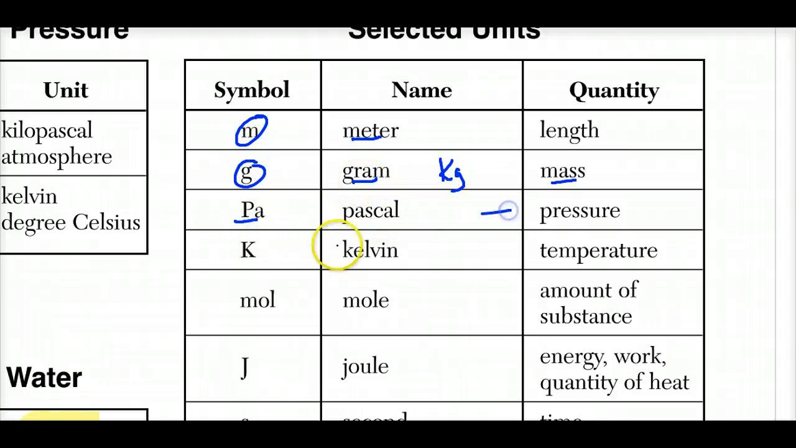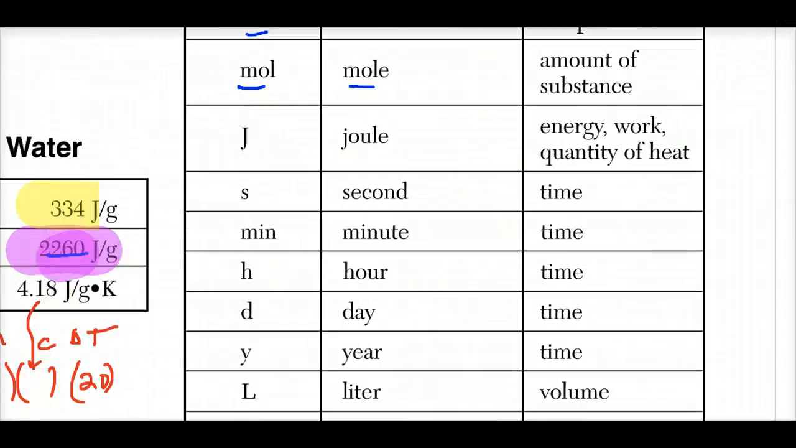Pascal is a unit of pressure. Of course, Kelvin is temperature. Mol, look at that abbreviation. Took off the E. Made that so much smaller. Kind of like taking the I off of Mississippi. Wow, thanks for the memories. Anyway, mol is used to abbreviate mole, and we use joule for energy, and time in seconds, minute, hour, day, year, and so forth. So these are just some symbols.